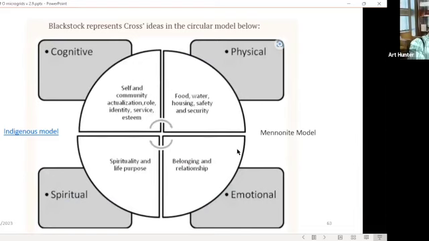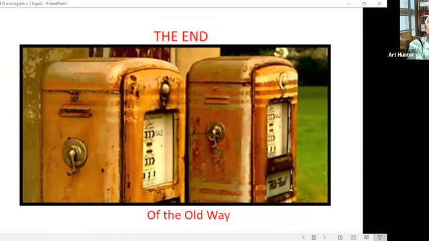belonging, and relationships. So the big takeaway I hope you get from all this is that community microgrids have tremendous social value. They're not just Doug Ford money makers. And that is the end of the old way.